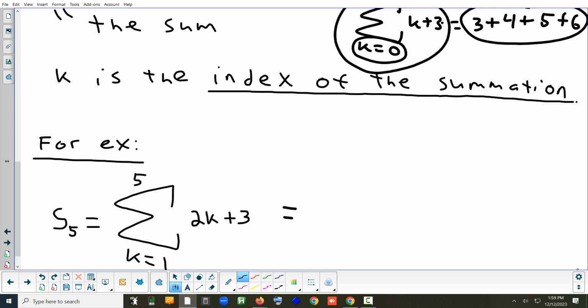Okay, so we plug in 1. What's 2 times 1 plus 3? 5. And now if you plug in 2, what's 2 times 2 plus 3? 7. And if you plug in 3, 2 times 3 plus 3? 9. 2 times 4 plus 3? 11. And 2 times 5 plus 3? 13. That's it.